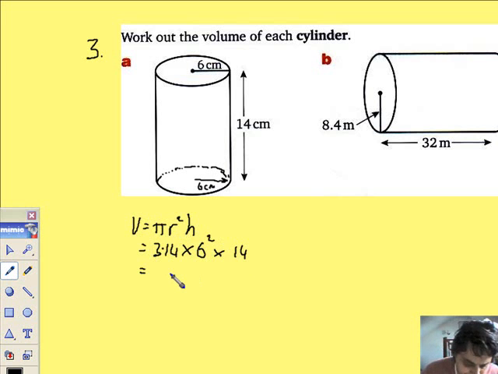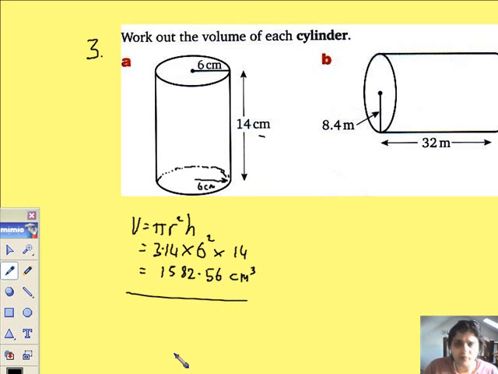So we quote our formula, substitute the correct numbers, and then pick up our calculator. So I'm going to say 3.14 times 6 times 6 times 14. That'll give me an answer. Here it is, 1582.56 centimetres cubed, because it's a volume.